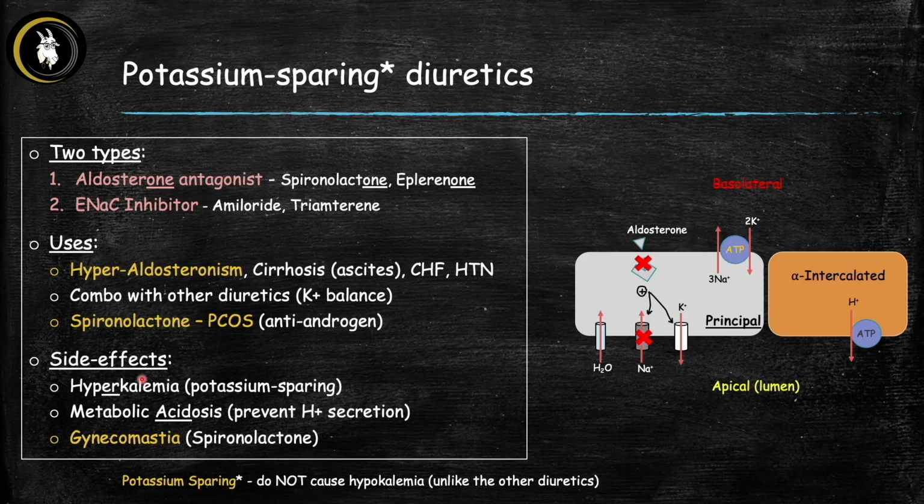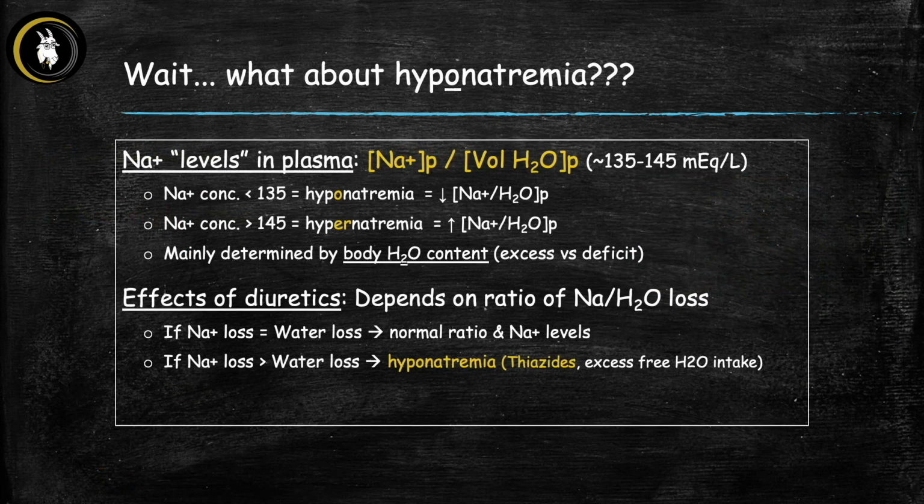Now let's talk about side effects, and these make sense. So of course, hyperkalemia, because you're going to inhibit potassium secretion. Similarly, metabolic acidosis, because you're going to prevent the ability to secrete protons through this proton ATPase, which is a consequence of the ENaC channel activity. And then finally, with spironolactone itself, in males, it can cause gynecomastia.